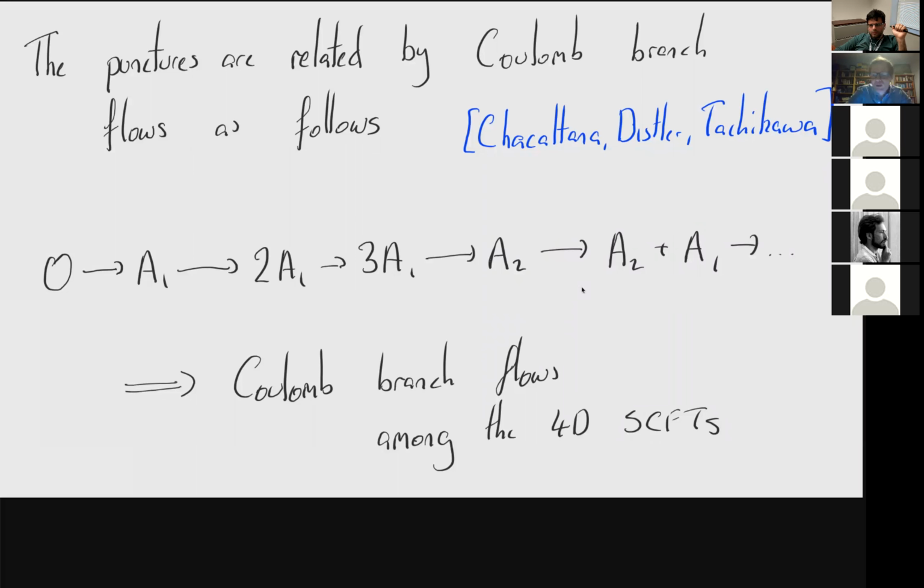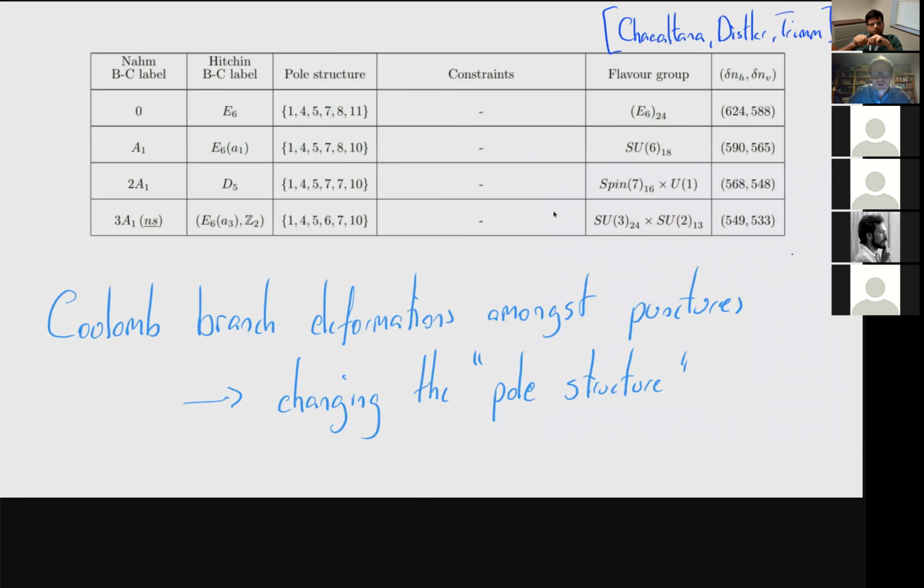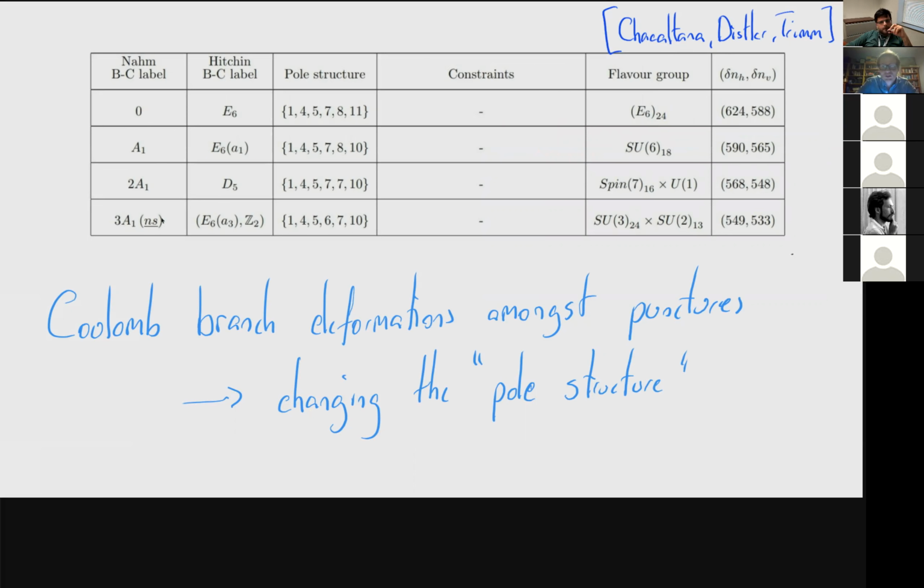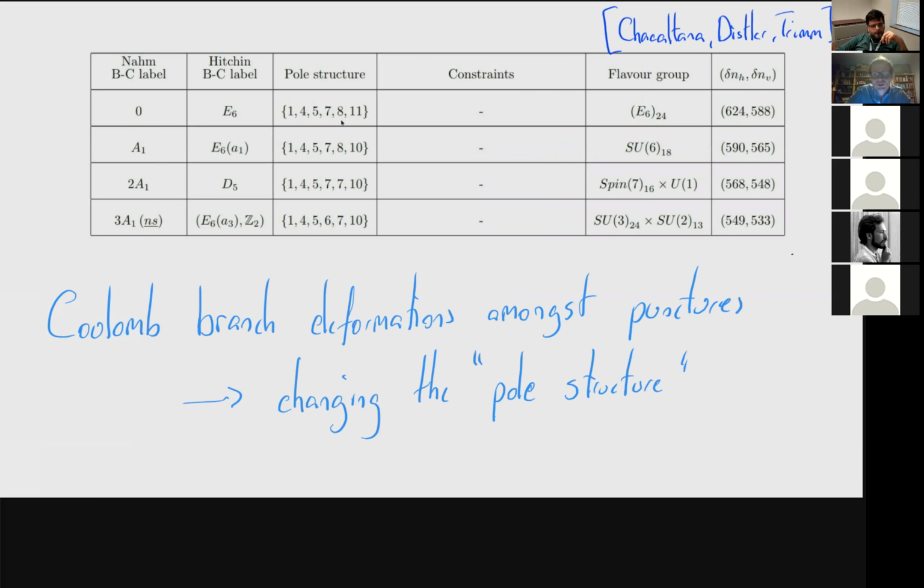So these are related to the fact, and I took this table again from this paper of Chacaltana, Distler, and Trimm. You have a puncture. Say I have punctures 0, A1, 2A1, and 3A1. And those punctures are associated to pole structures. So those pole structures are essentially their differentials, which have expansions in terms of Coulomb branch parameters. And you can see that the pole structure changes. So here the 11 goes down to 10. Here the second 8 goes down to 7. And here the 7 goes to 6.